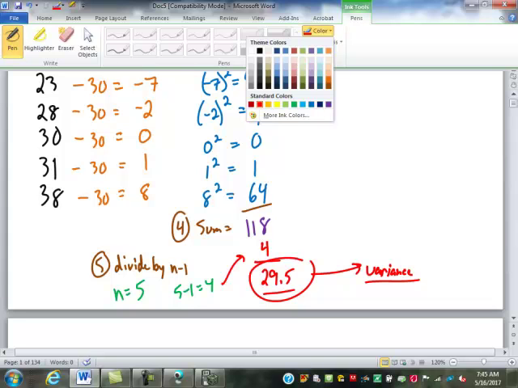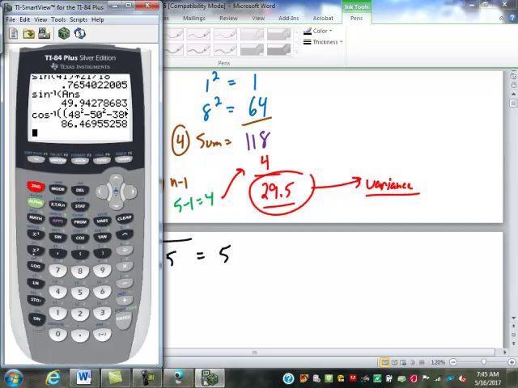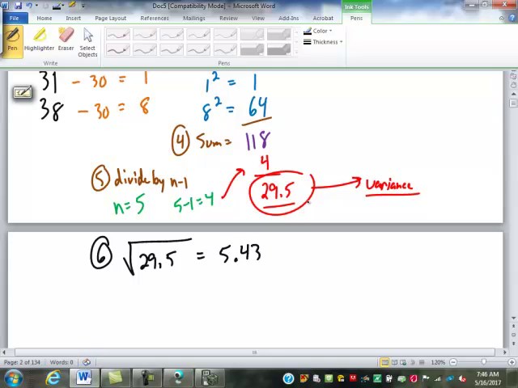What is then step 6? Square root the variance. So this is going to give us about 5.43. That is the standard deviation.